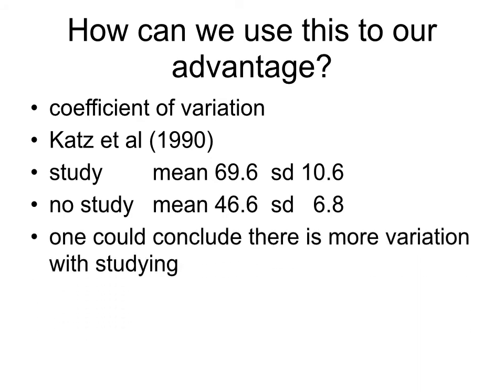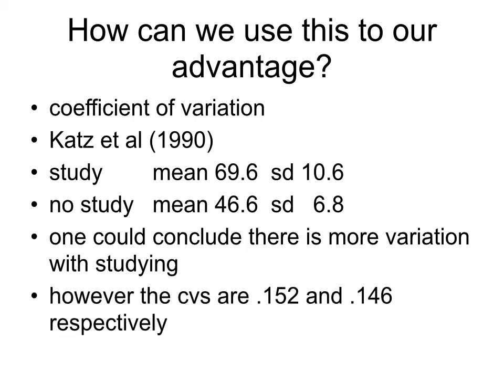Well, so we can conclude there's more variation with studying, which is not only counterintuitive, it just strikes me as wrong. How could that be? Well, what you do is you take the standard deviation and divide it by the mean. What we're doing is taking the change in the mean into account. So we're just taking SD divided by mean, and we end up with 0.152 and 0.146. That's the coefficient of variation. That tells us that this variation in standard deviations is simply due to the variation in means.